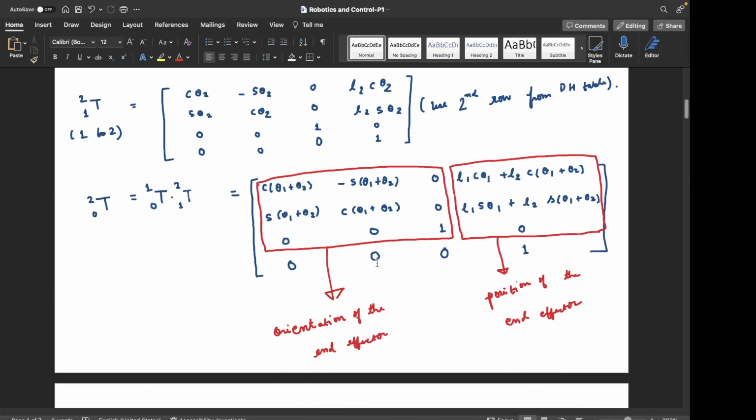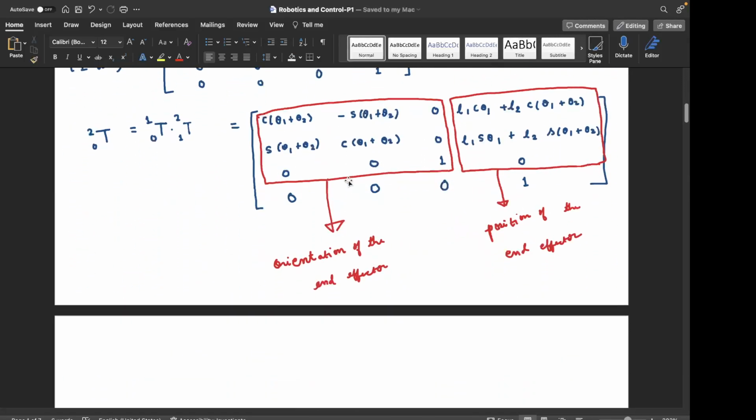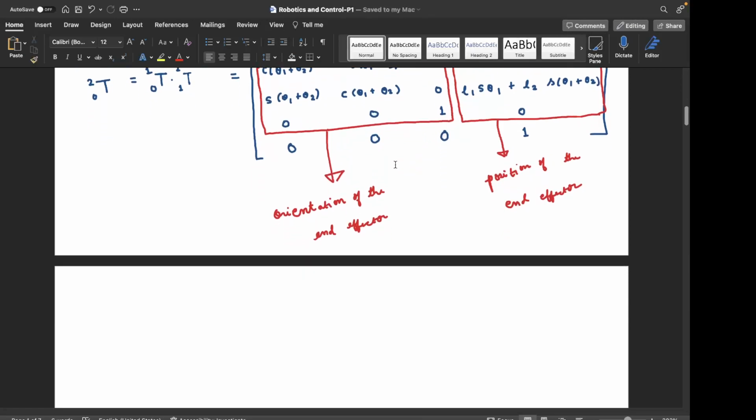Right, so we have the final transformation matrix from base frame to the end effector frame. This 3x3 matrix gives the orientation of the end effector, and this 3x1 vector gives the position of the end effector. We are concerned with the position of the end effector right now because we want to relate that quantity with the joint angles. Basically, that's what inverse kinematics is.